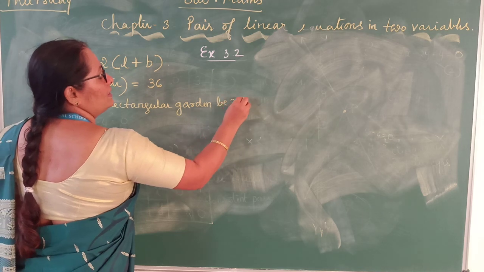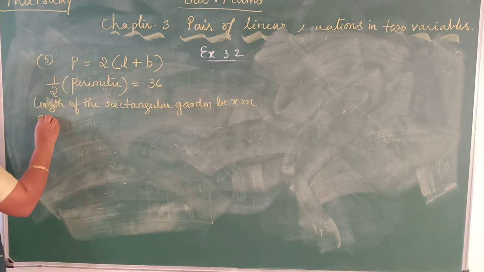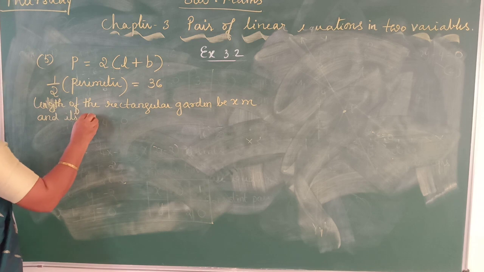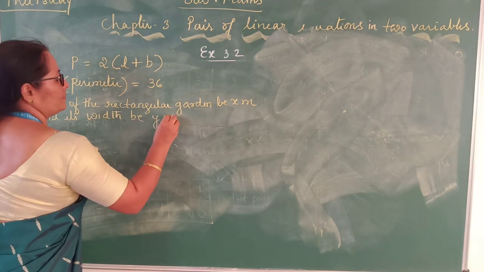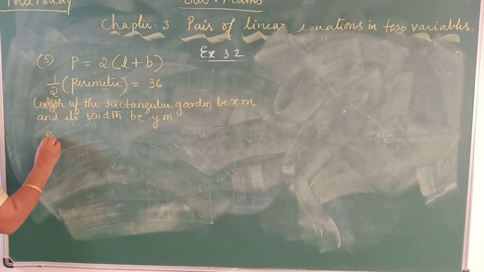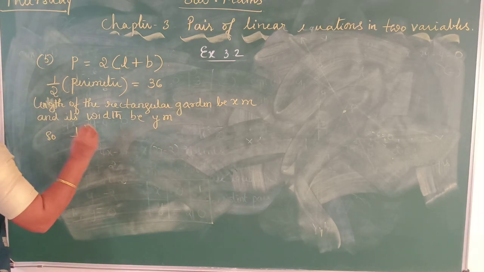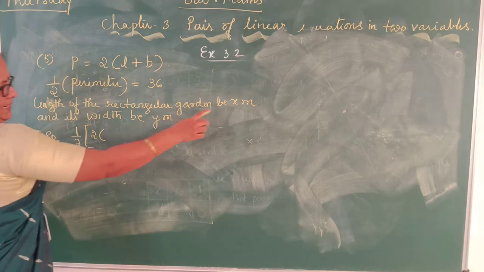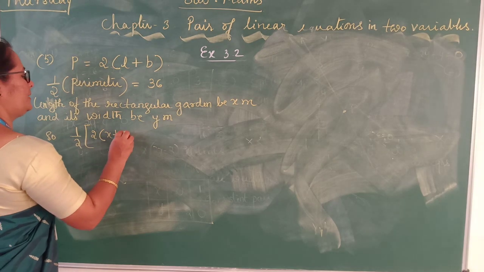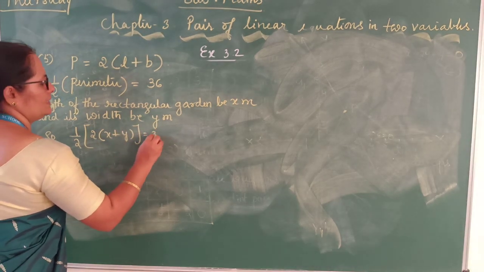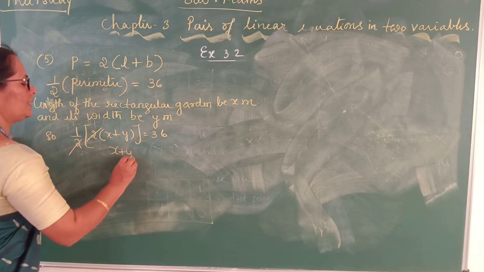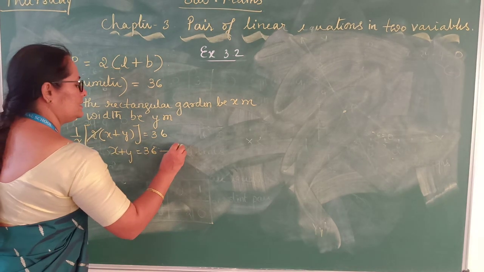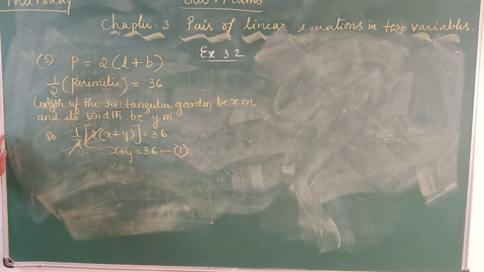Let the length be x meter and its width be y meter. So, half the perimeter. What is the perimeter? 2 into length plus breadth. Length is x plus breadth is 36 meter. So, 2 gets cancelled. So, x plus y equals 36. This is the first equation.